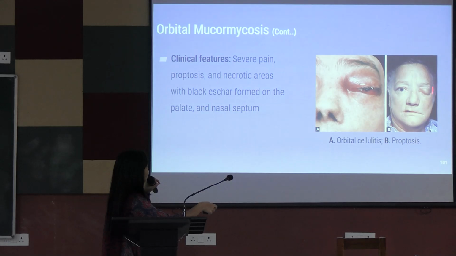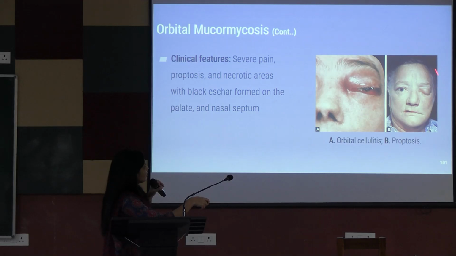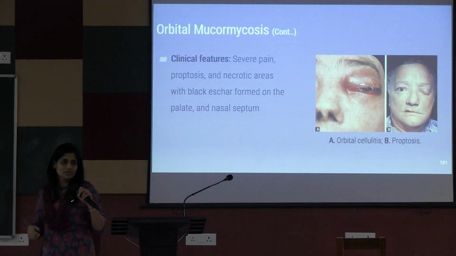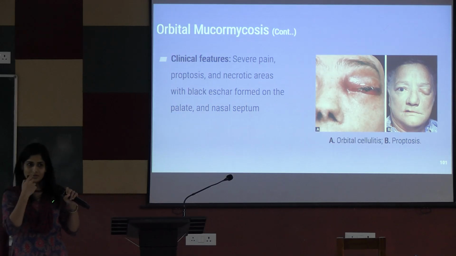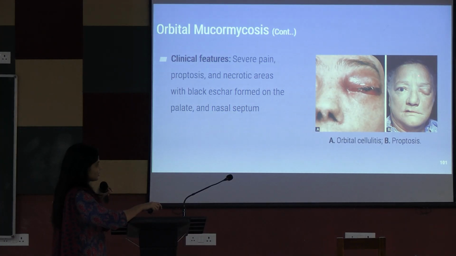This is how orbital mucormycosis might look. You might say that it does not look as severe as a reaction to the patient's face, but you have to figure out that there is unilateral swelling, there is deformity, there is deviation, and orbital cellulitis is prominent.